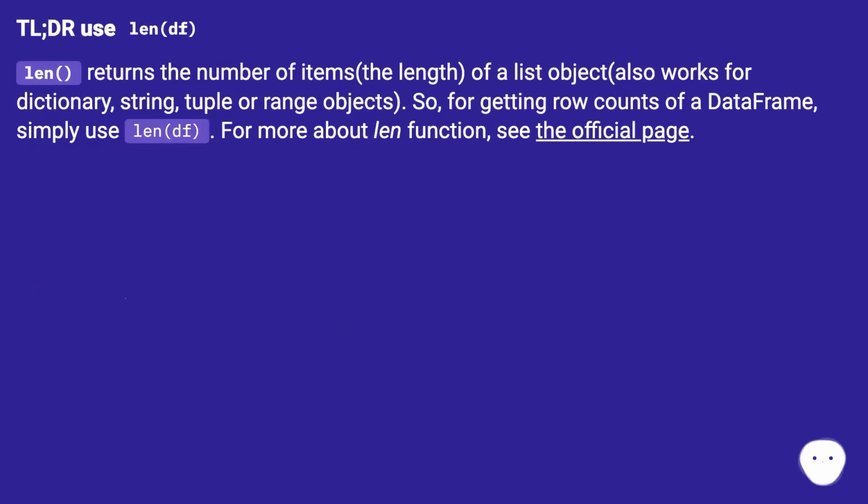The length function also works for a list object, dictionary, string, tuple or range objects. So, for getting the row count of a data frame, simply use len(df). For more about the len function, see the official page.